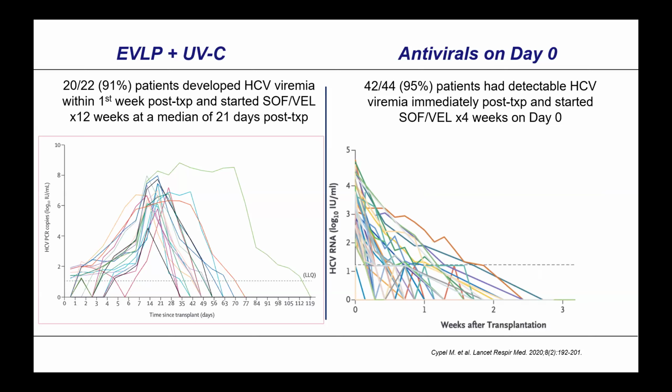You can see both cohorts had a similar proportion of patients, 91% in the Toronto group, 95% in our patients, who had detectable hep C viremia immediately post-transplant. The difference was that in the Toronto group, they had a higher viral load once they developed it, which peaked around day 14. But they started initially with a very low viral load, and it took them around 7 to 14 days to get that high viral load.